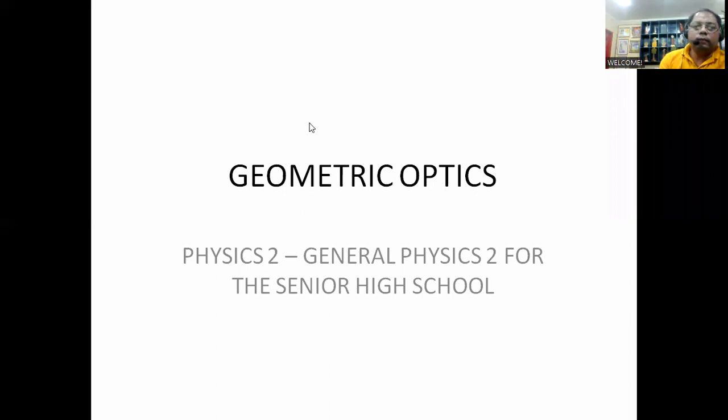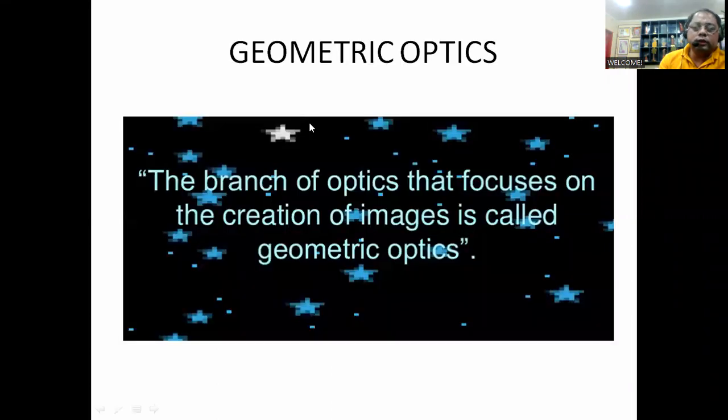Now, so again, geometric optics is a branch of optics, and optics is the study of light. This is a special branch of optics that focuses on how a virtual image or a real image in front of a mirror is formed. So how do we know that our face in the mirror will be like this, not enlarged and not reduced? How will we know that?